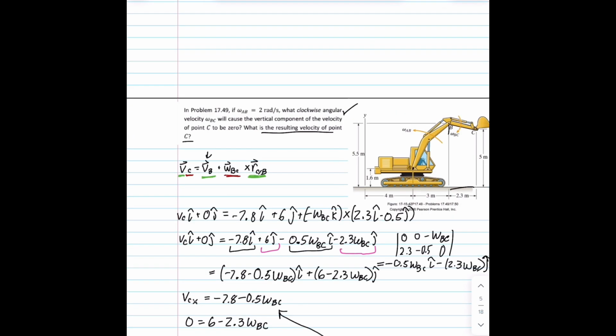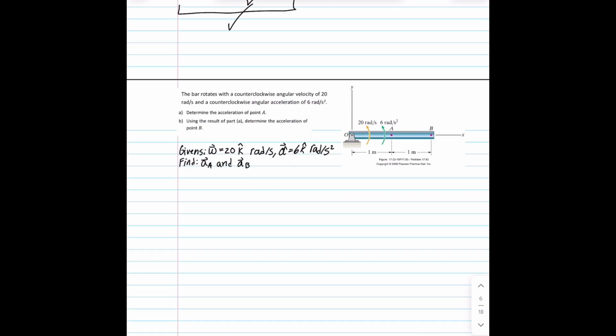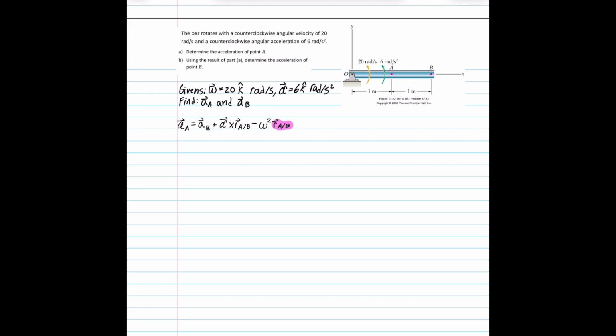Referencing the key equations from above, we can use the related accelerations, and we can use the planar equation because this is a planar problem. It's 2D, so that's the equation we're using, but we can't just keep A and B the same because we're relating A to O. So we can rewrite this equation with O instead of B.